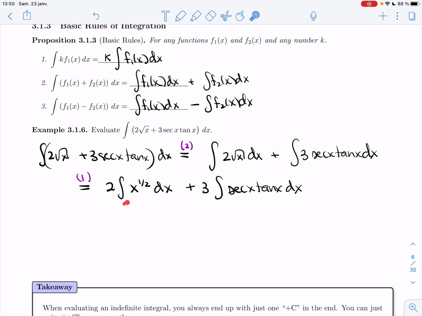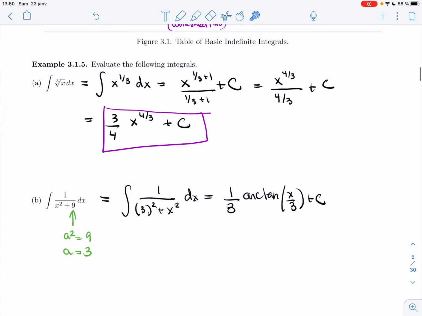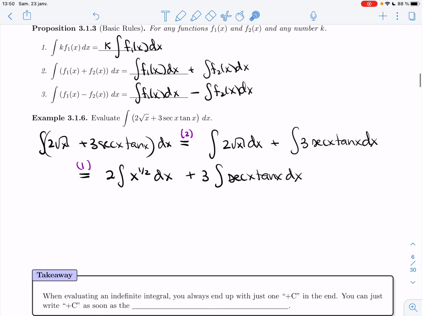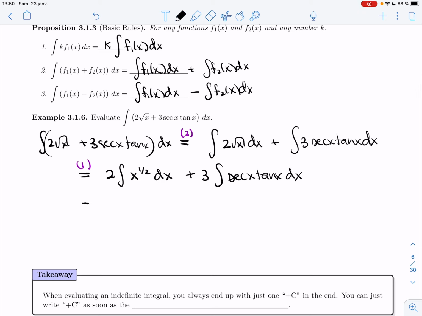All right, at this point, what I have inside each integral is a pretty simple function. I'm going to go back to my table. I'm going to notice that for the first one, I have x to the 1/2, so n is going to be 1/2. And then for the second, I have the integral of secant x tan x. Right here, we know an antiderivative for that function. We know secant x works. And so what we'll get is 2 times x to the 1/2 plus 1 over 1/2 plus 1. That's x to the n plus 1 over n plus 1, plus a constant.